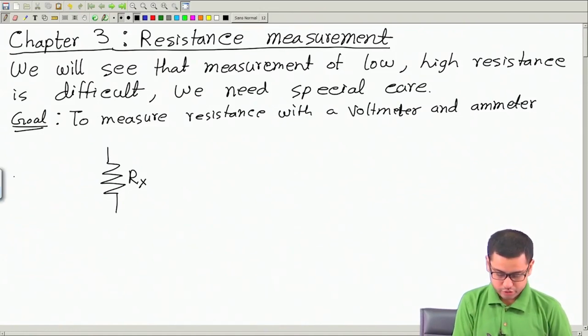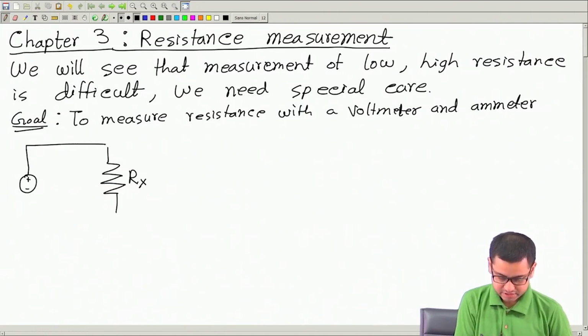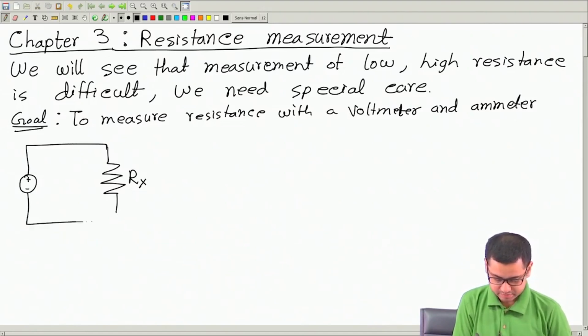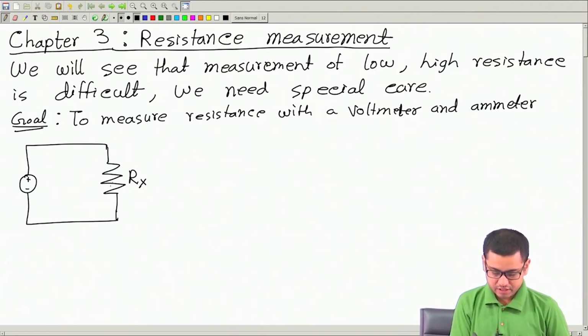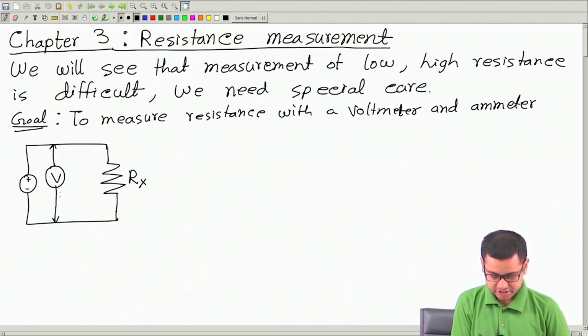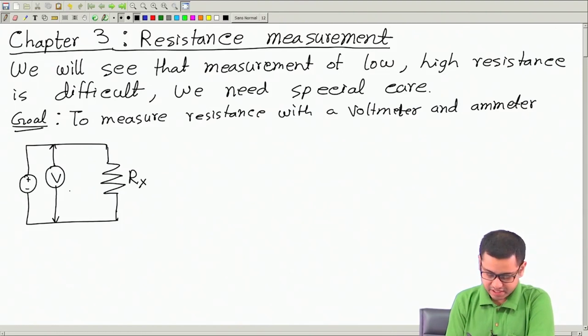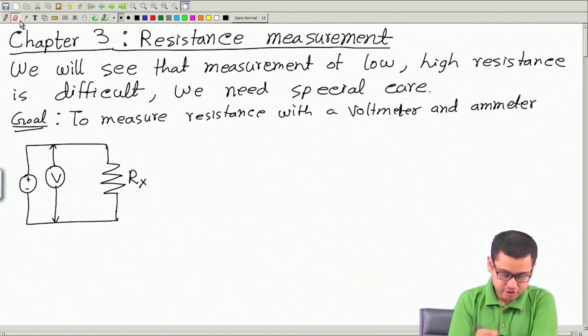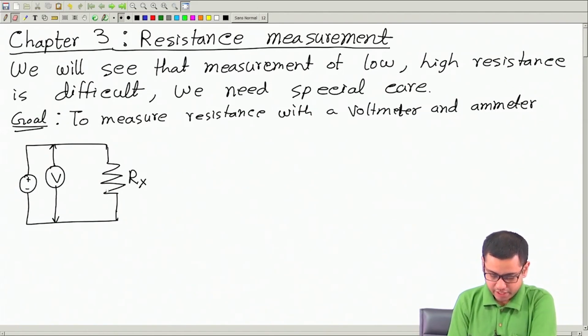We will connect some voltage source across this resistance, and then we will measure the voltage across this resistance with a voltmeter. This is the symbol of a voltmeter, a V inside a circle. This will give me the voltage across this resistance. Then I will measure the current through this resistance, so I need an ammeter.